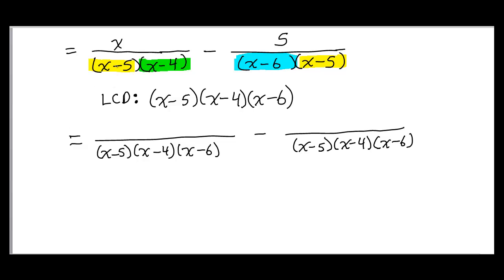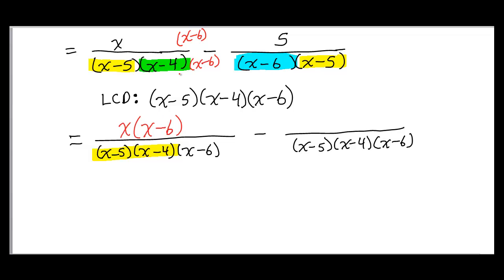All right, now we've got to look and see what we have here. In this first denominator, we started out having the x minus 5 and the x minus 4. We don't have the x minus 6. So what I'm going to have to do is take that x that's in my numerator and multiply it by the x minus 6. So I multiply this top and this bottom by x minus 6. Same thing as multiplying by 1.